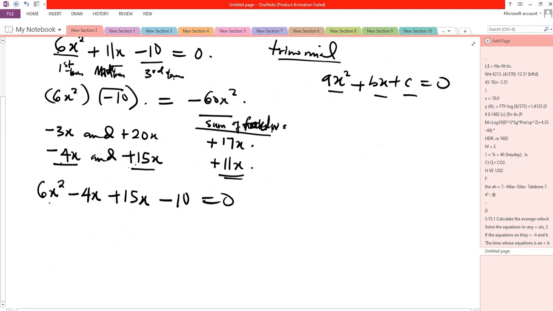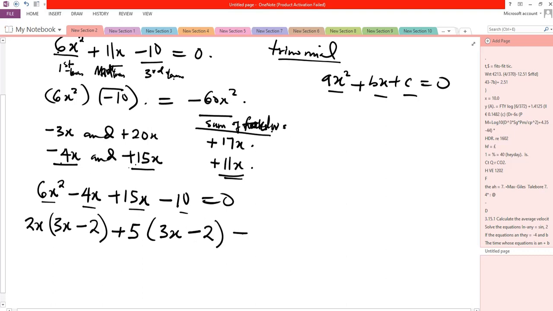Now, what are the common factors that we can use to factorize this? The common factor of 6x squared and minus 4x is 2x. 2x divided into this gives you 3x, and 2x divided into this gives you minus 2. Then for the other two terms, 5 is the common factor. 5 divided into 15x gives you 3x, and 5 divided into minus 10 gives you minus 2, equal to 0.